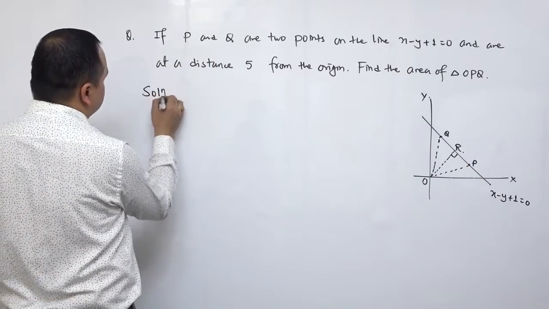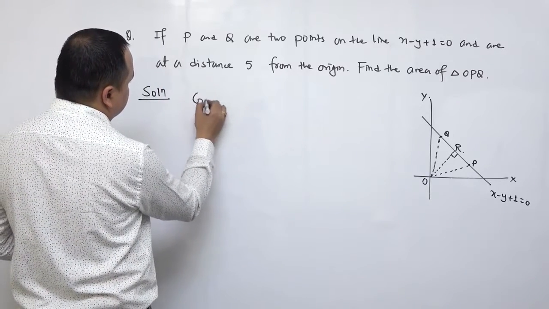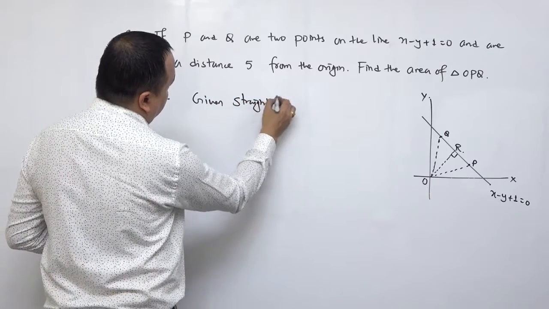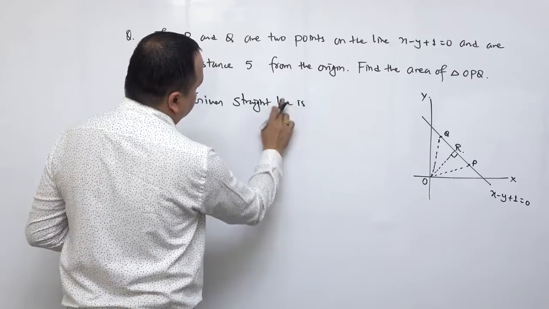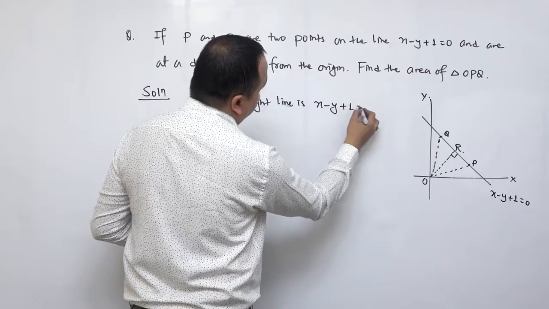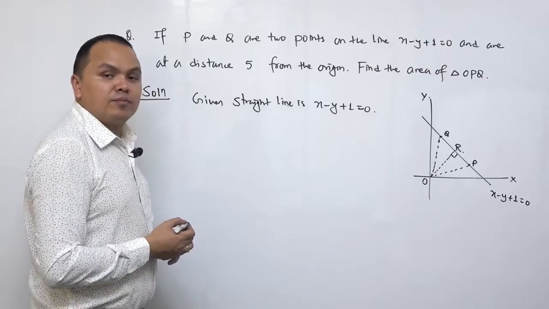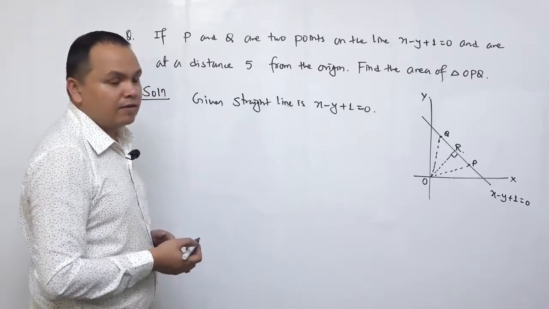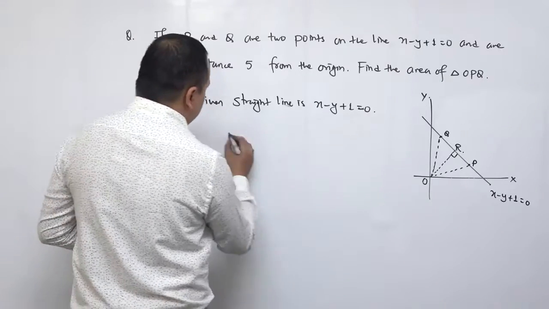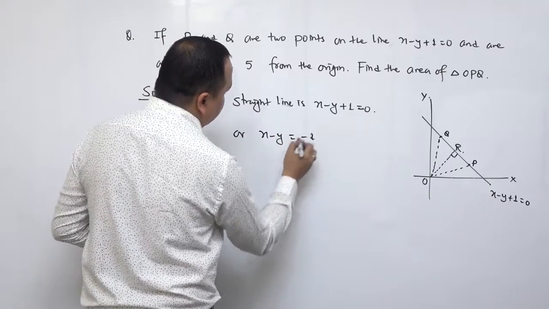Solution. Given straight line is x minus y plus 1 is equal to 0. Changing into normal form, that is x cos alpha plus y sin alpha is equal to p, or x minus y is equal to minus 1.